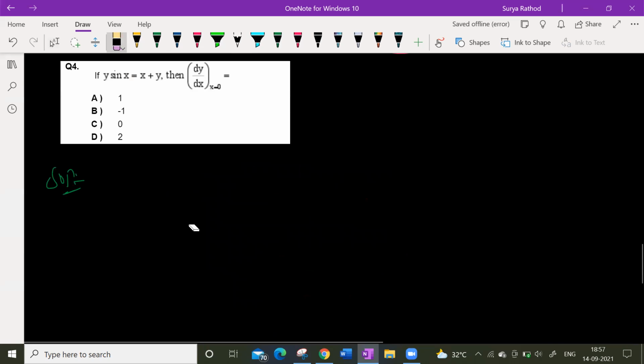So y sin x is x plus y given, so what is y here? Or else can we do like this: if I make this y as the subject, what do I get? From this y I'm writing y is equal to y sin x minus x. Yes or no? Yes, sir.